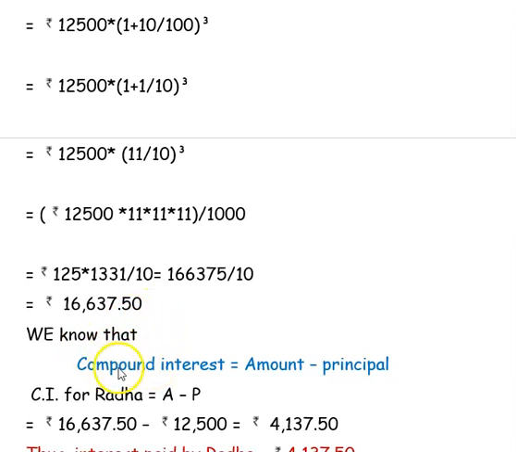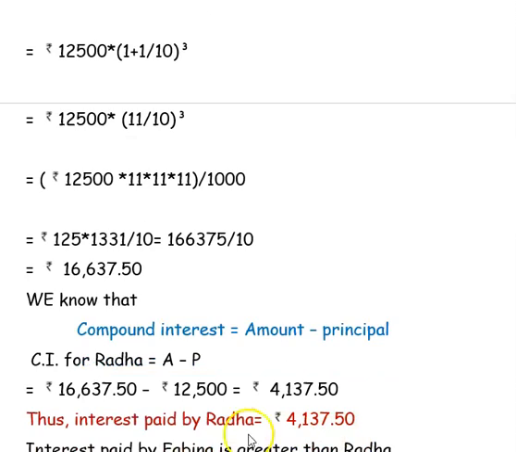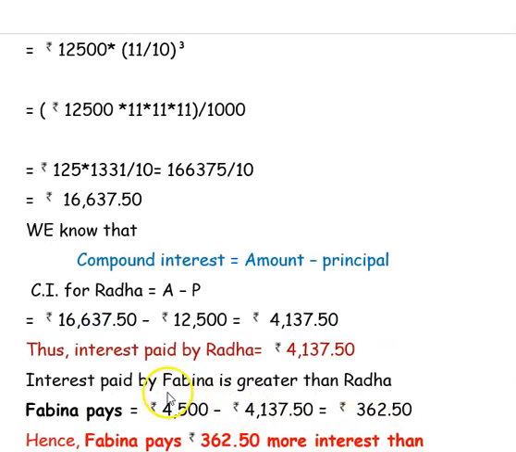So we know that compound interest is equal to amount minus principal. So the compound interest for Radha is 16,637.50 minus the principal, which is 12,500. So you will get 4,137.50. So the interest paid by Radha is 4,137.50. So who is greater?